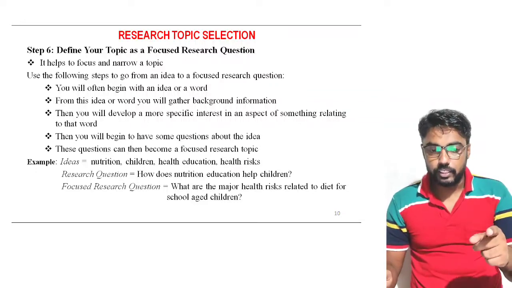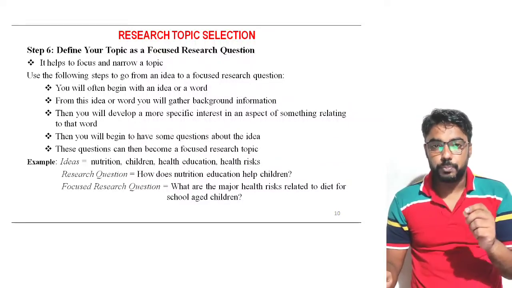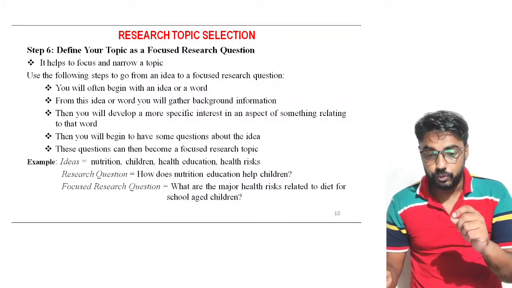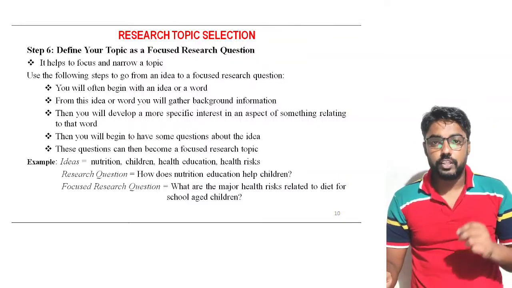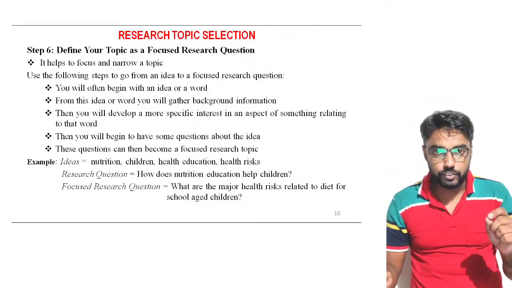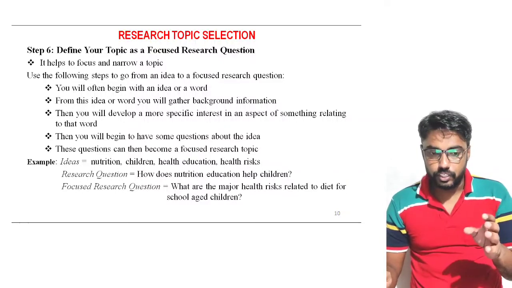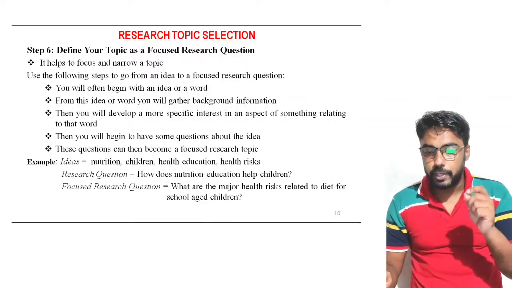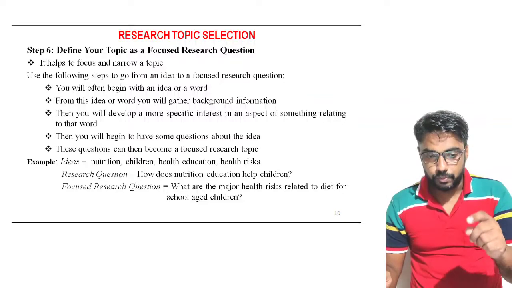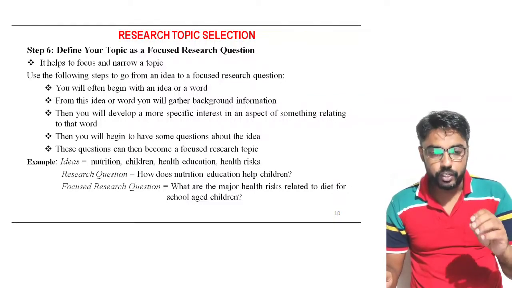From ideas like nutrition, children, health education and health risk, we form a research question: how does nutrition education help children? Then from this research question we form a focused research question. That focused research question will be narrow and highly focused. An example is: what are the major health risks related to diet for school-aged children? This becomes the more focused research question. This is the example of going from an idea to a focused research question.